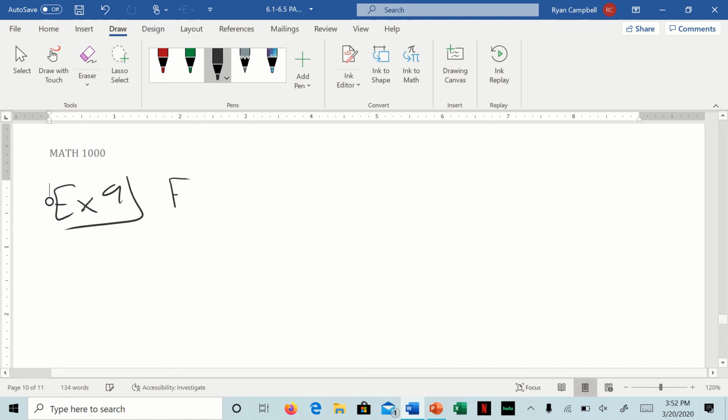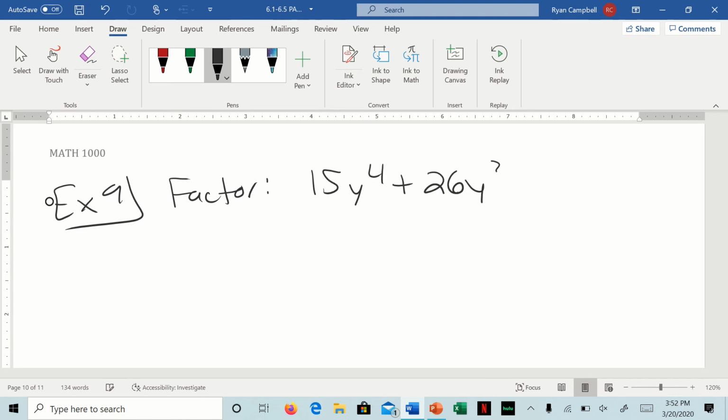Example number 9. Let's factor 15y to the 4th plus 26y cubed plus 7y squared. First things first, we do not have a cube out front, right? We have a 4th. Does that mess everything up? No, right? We can do this. What do we just have to do first? We have to find that greatest common factor.